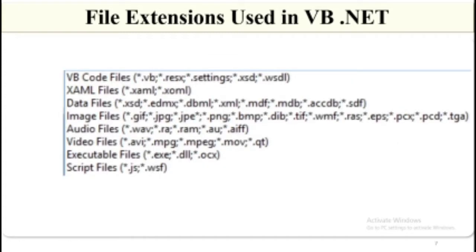We have different types of files or different categories of files created in VB.NET. First thing is code files, program code files. They are stored as .vb or .resx, etc. XML files, data files, image files, audio files, video files, executable files, and script files. Suppose we create a script file in VB.NET, we may be able to save it with the .wss as the extension name.